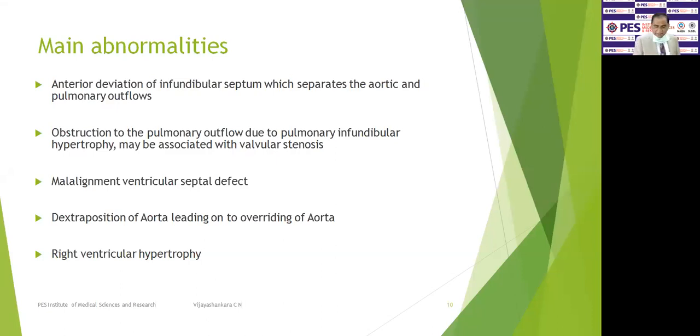So the main defect is the malalignment ventricular septal defect, infundibular stenosis or hypertrophy, and then, as a consequence of these two, you have an overriding of the aorta and a right ventricular hypertrophy.